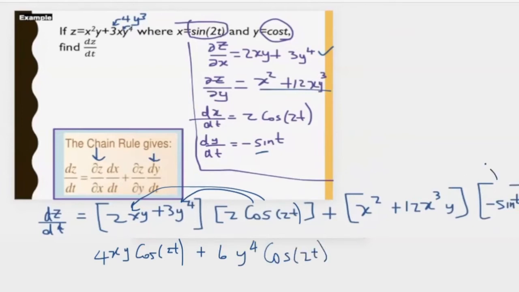Then I multiply minus sine t times x squared. That gives me minus x squared sine t. And then minus sine t times 12x cubed. That's going to give me minus 12x cubed y sine t.